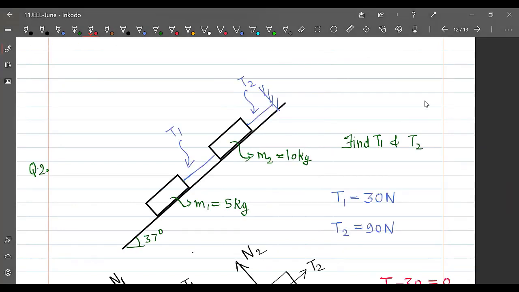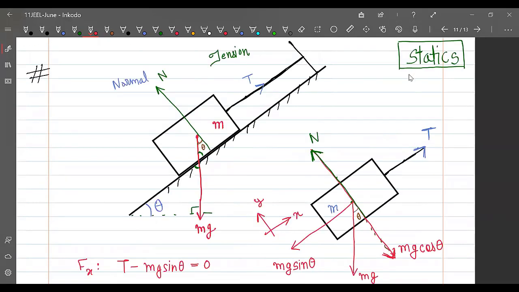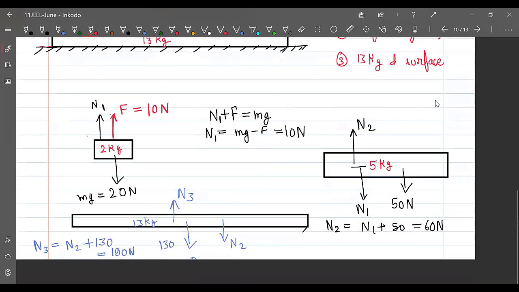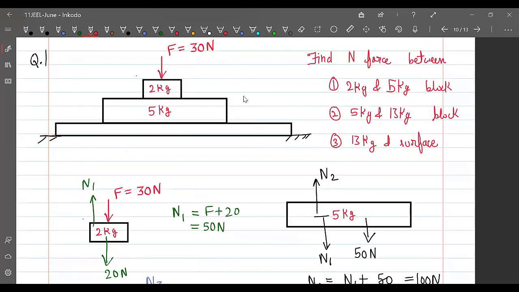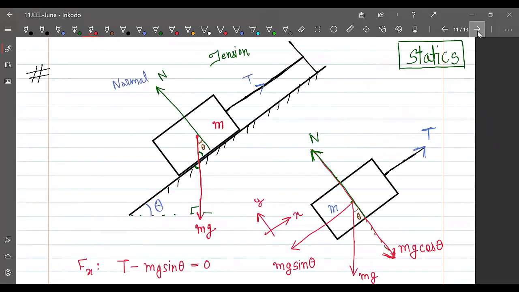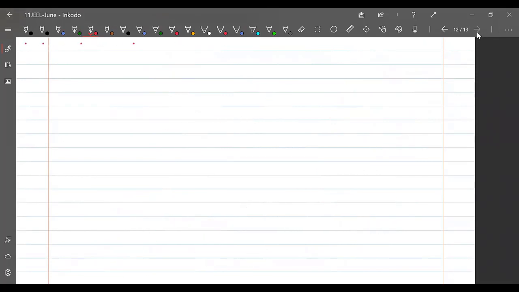In the previous class, we talked about forces and how to break down forces. And we are talking about bodies at rest. In bodies at rest, we talked about the contact forces and non-contact forces. Now, we are going to talk a little more about tension today.